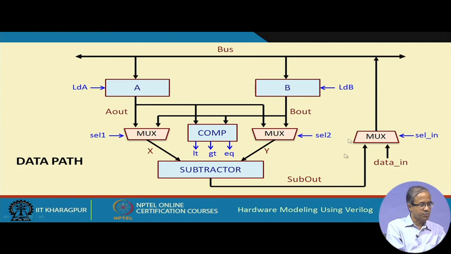And during the normal computation, after subtraction, the result will have to be stored back into either A or B. For that, I will have to select this input of the multiplexer, this sub out will be coming to the bus, and we will again be selecting either load A or load B. So, this is how the data path functional components look, and you can also see the control signals: load A, load B, select 1, select 2, select in, and these are the status signals generated by the data path: less than, greater than and equal to. The outputs of the multiplexers we are calling x and y.